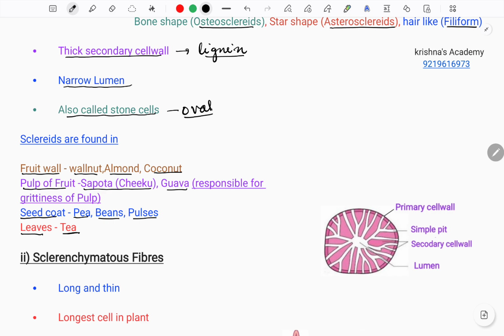And this is the structure of a stone cell or sclerite. This is the TS. This is the primary cell wall. This is the secondary cell wall. In the wall, small pits are present, which are simple pits, and the lumen is very narrow.